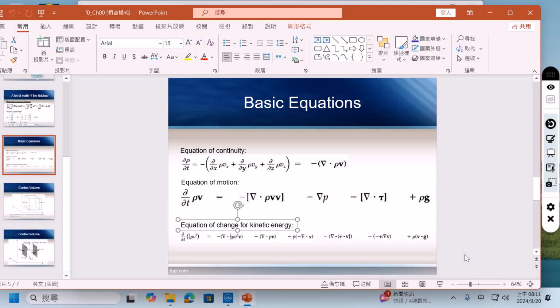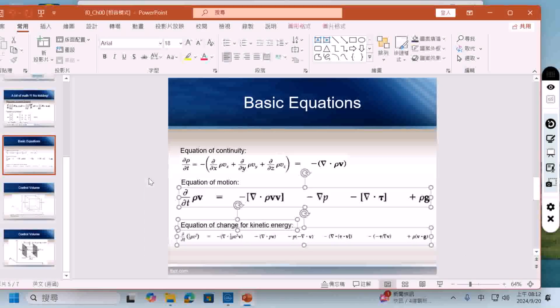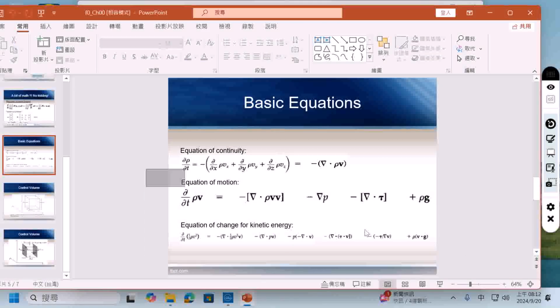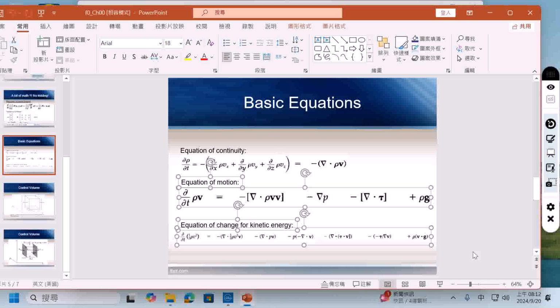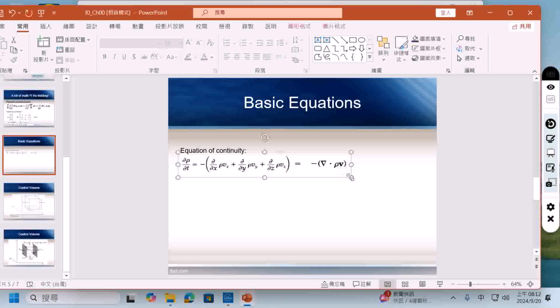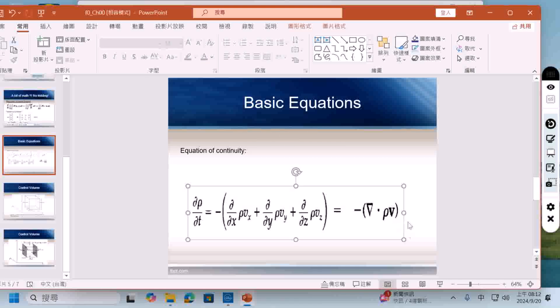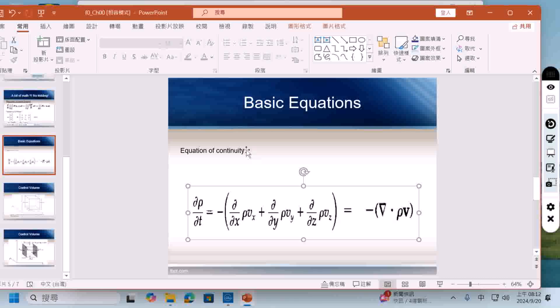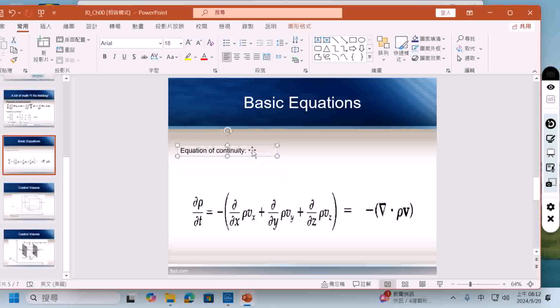How about I just delete these two? Okay. It does not become bigger.